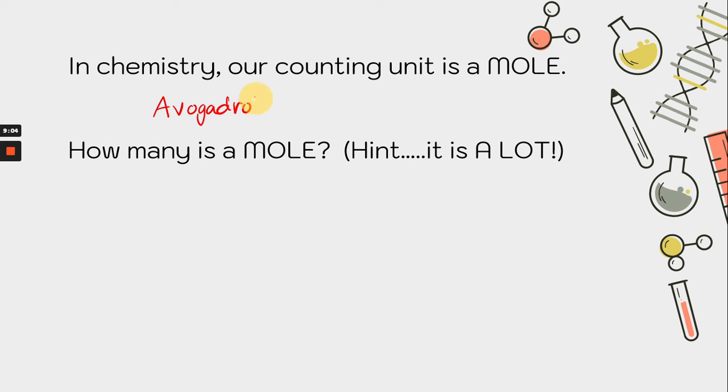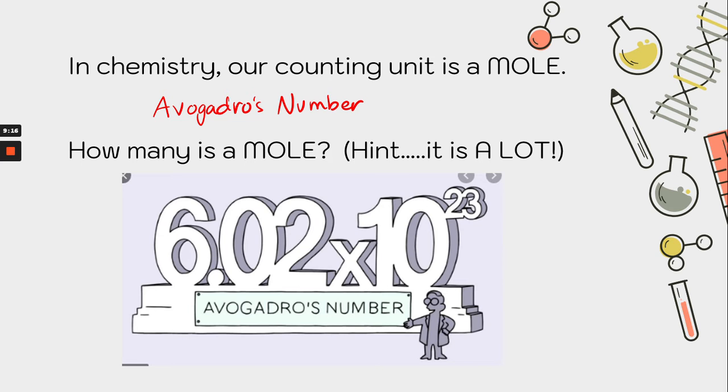Write it down here, Avogadro's number. And the question is, how many is in there, right? Well, the answer is a lot, actually more than a lot. It's this number, 6.02 times 10 to the 23rd. That is what a mole is talking about. So it's not 12 atoms, it's 6.02 times 10 to the 23rd.